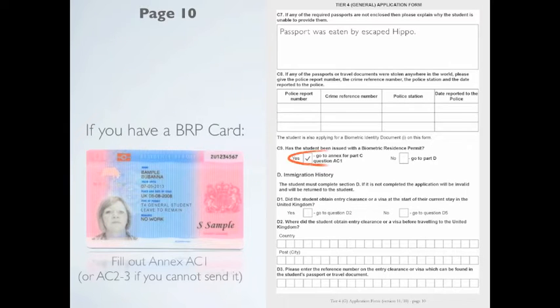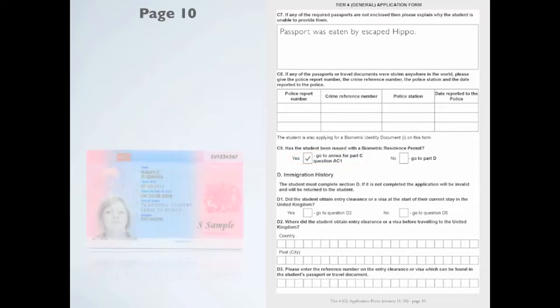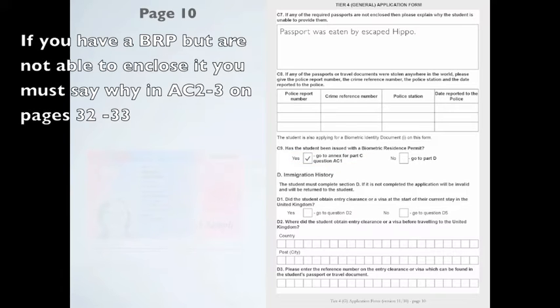C9. If your current visa was issued in the form of a biometric residence permit, please tick yes and complete the details in Annex AC1 to AC3 on page 32. If you are not able to enclose the biometric residence permit, you must explain why in AC2 to 3 on pages 32 to 33.